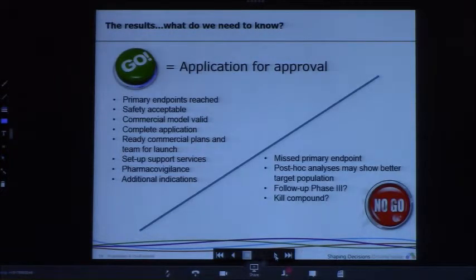In terms of no-go, the primary endpoint is missed. Post hoc analysis may show a better target population. You'd still have a no-go decision at that point in time, but that could mean just a refinement of what you were doing: going back, doing an additional study, but in the correct target population. You just may not have defined it correctly the first time. So, will you do a follow-up phase 3 or do you need to kill off the compound?